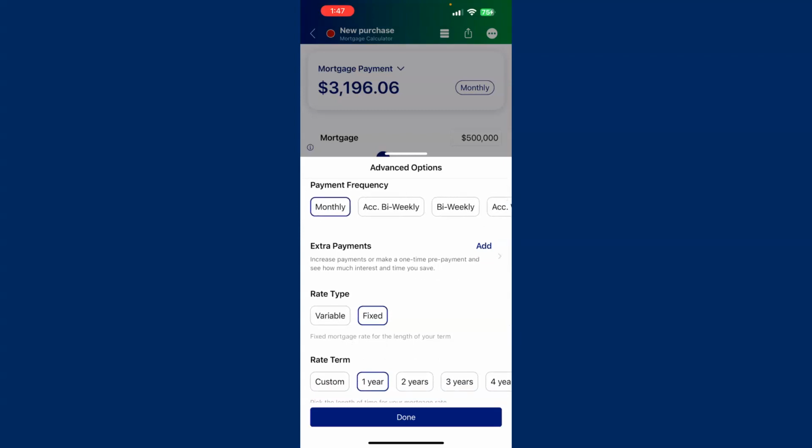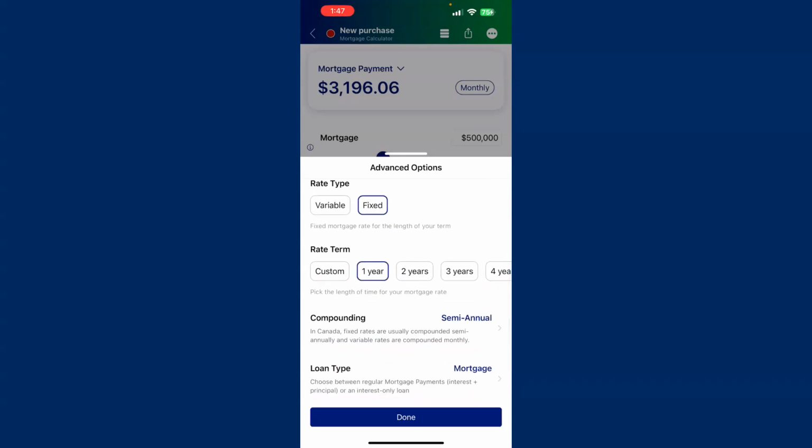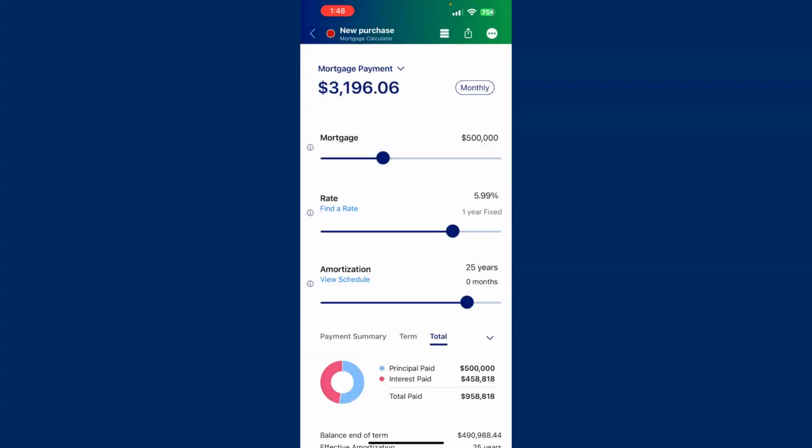Semi-monthly. You can apply extra payments, we'll get into that later. You can then figure out whether you want a fixed or variable rate. I have left this at fixed, we'll get into that. And the term of that fixed mortgage I'm setting at 1 year, but you can go up to, I believe, 10. In Ontario, it's always compounded semi-annually. In other provinces, it could be compounded differently.